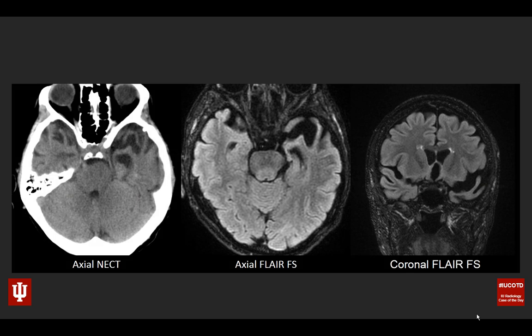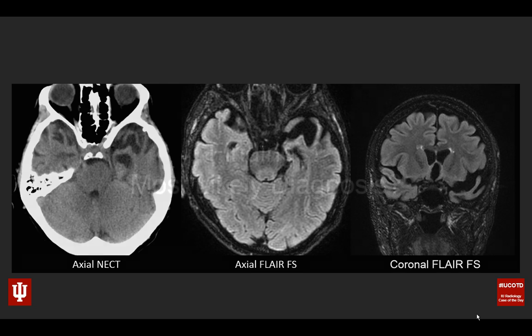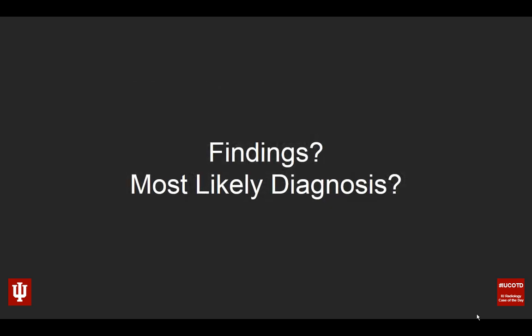So I have three images for you to take a look at. The image on the left is an axial noncontrast CT. The image in the middle is an axial fat-saturated FLAIR image. And the image on the right is a coronal FLAIR fat-saturated image. So take a look at these images. Keep in mind the history that I gave you and try to figure out what you think is going on here. Okay, so what are the findings? And what's the most likely diagnosis here?